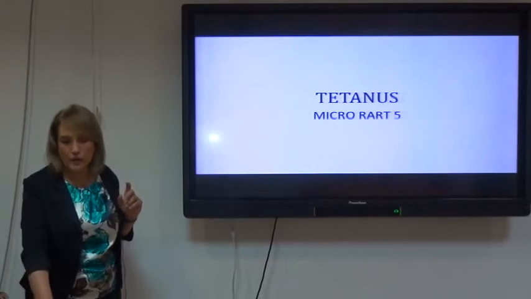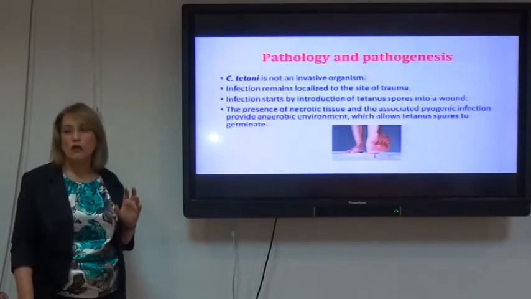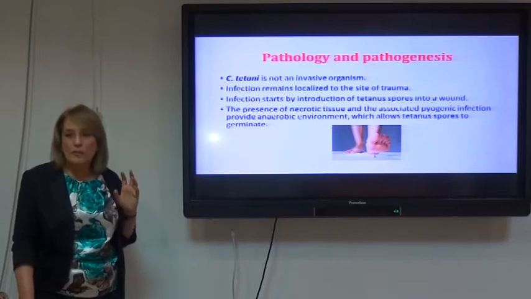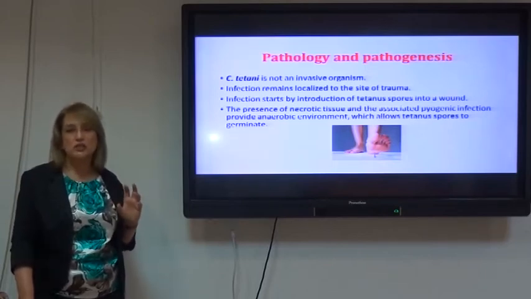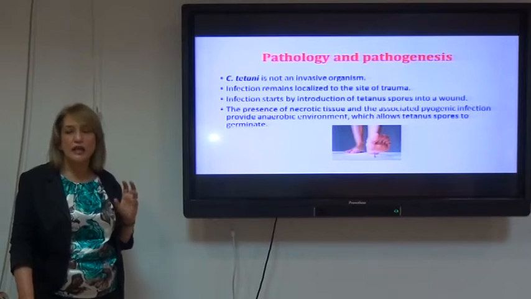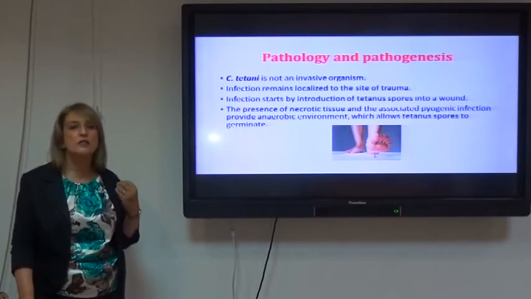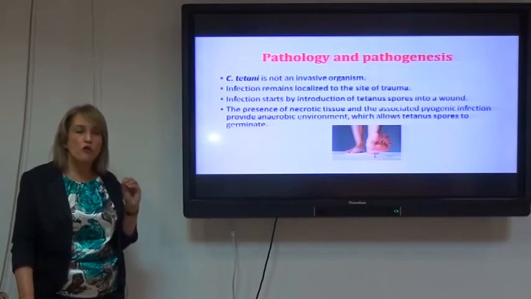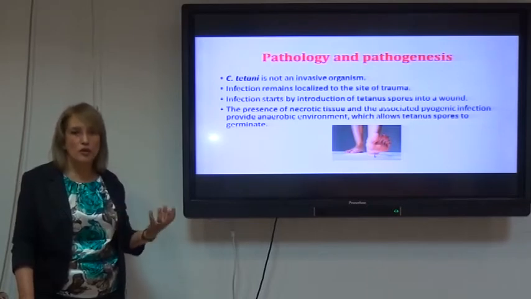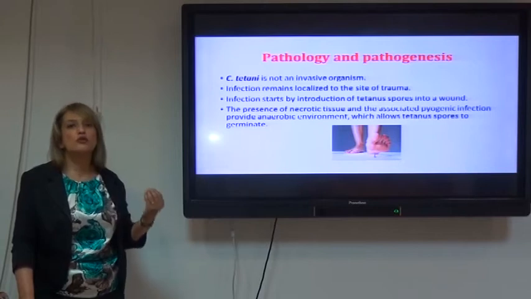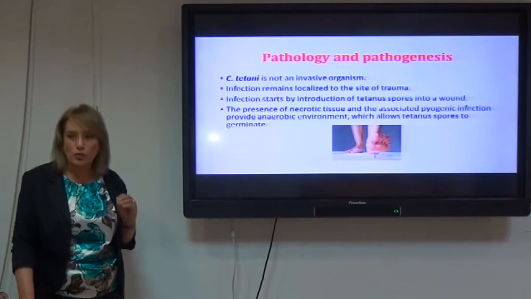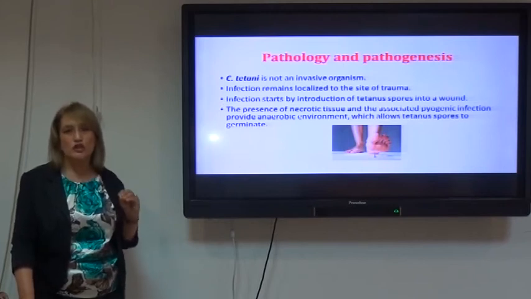Next part will be the pathogenesis and pathology of tetanus. We have to remember that this disease is not an invasive disease; the organism is not an invasive organism. First, the infection will start by introduction of the tetanus spores, and not the vegetative form, of course, because the spores are present in the soil, in the environment. They are going to be introduced into a trauma inside the human body. So number one will be starting the infection by introduction of the spores of the tetanus into the wound.